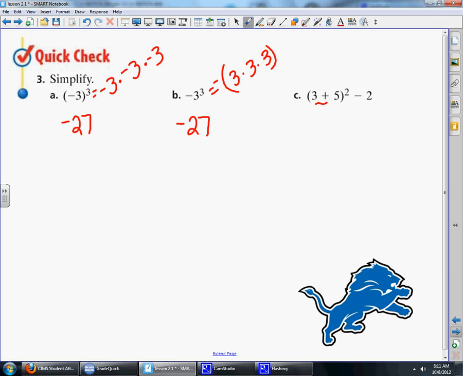Here we have to do what's in the parentheses first, so we add 3 plus 5. We have 8 squared minus 2. Then we're going to do the 8 squared, which is 64. And 64 minus 2 is 62.